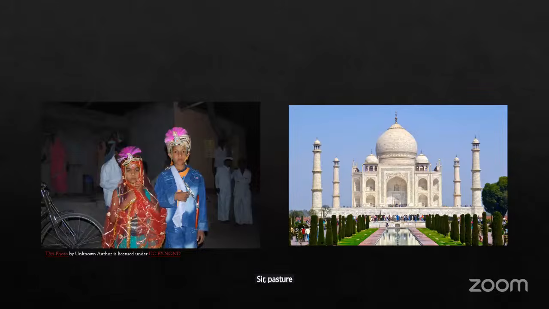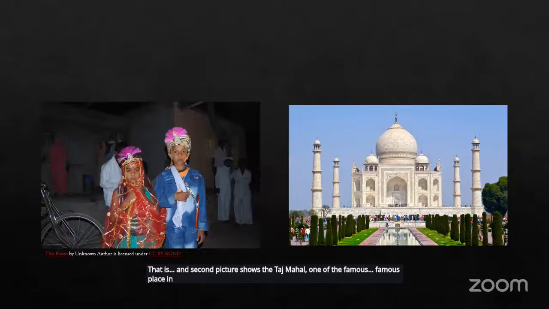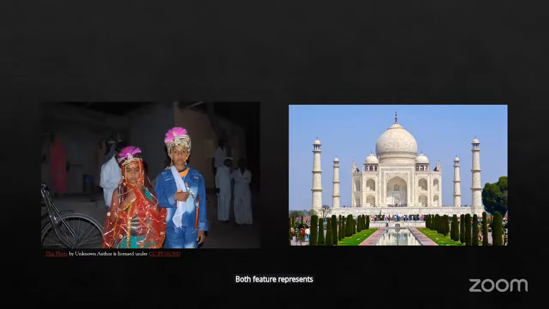The first picture shows children wearing traditional clothes. Traditional dress represents our culture and values. And the second picture shows the Taj Mahal, one of the famous places in India. It is a symbol of love, beauty, and wonderful architecture. Both pictures represent Indian culture and beauty. Thank you, sir. Okay, thank you.